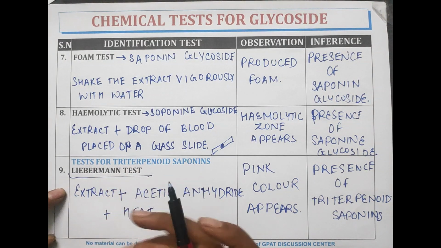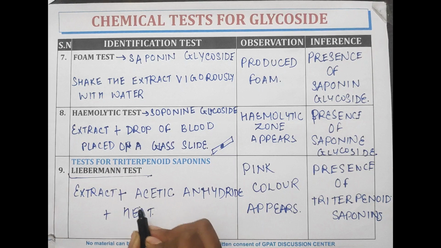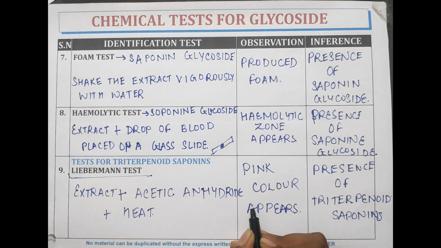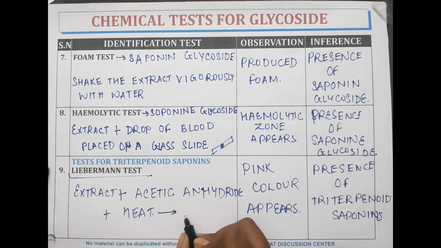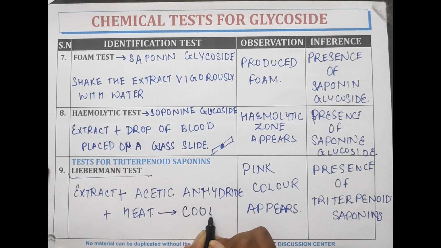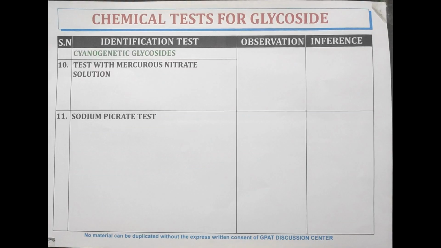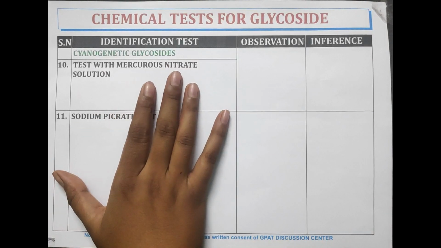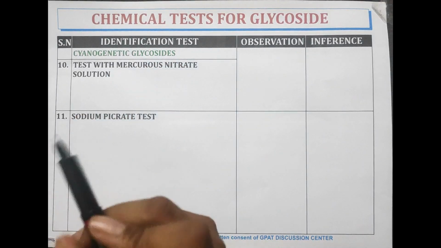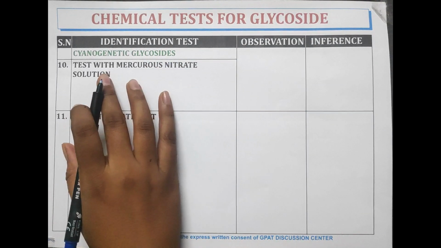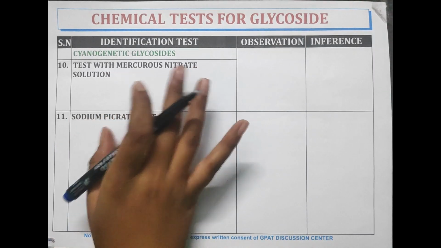In Lieberman test, extract is taken and mixed with acetic anhydride and heated. Then this heated solution is cooled and concentrated H2SO4 is added, which further gives pink color, indicating the presence of triterpenoid saponin. Another class of glycoside is cyanogenetic glycoside. In this, the first test is test with mercurous nitrate solution.